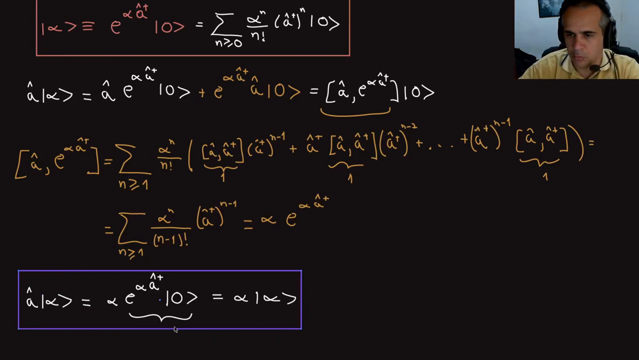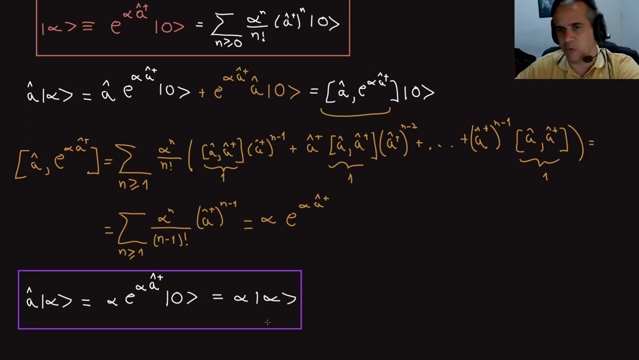Which is that these coherent states are just eigenvectors of the annihilation operator A, with eigenvalue alpha, which is in the definition, right? That's why I label them alpha.